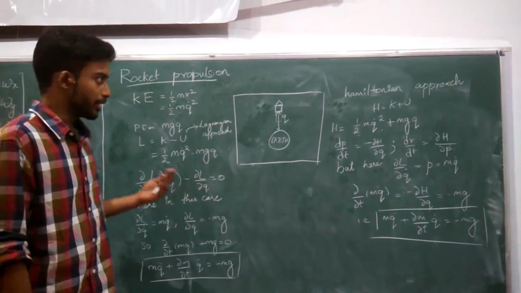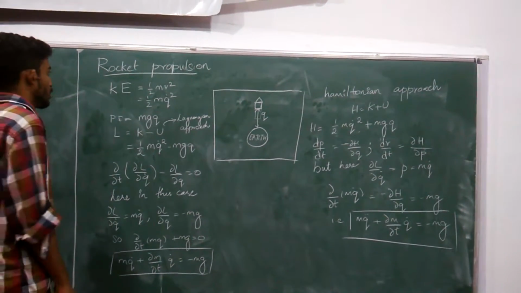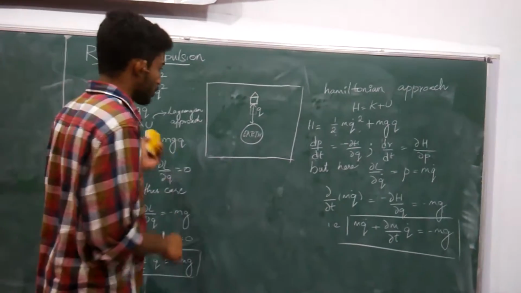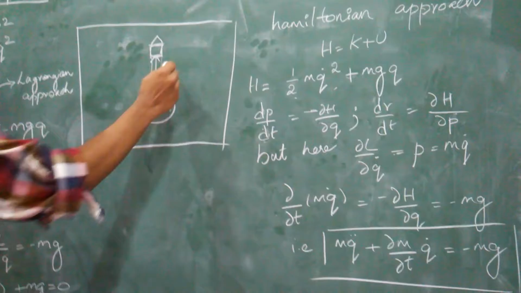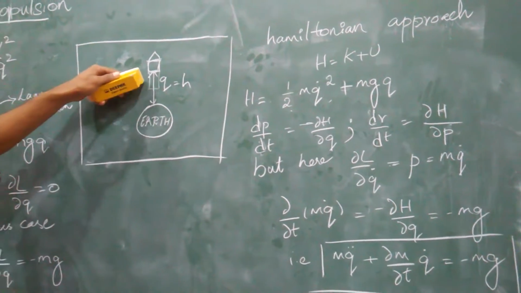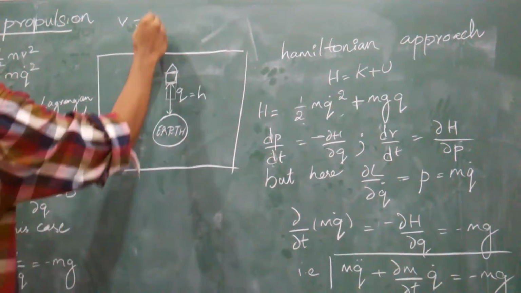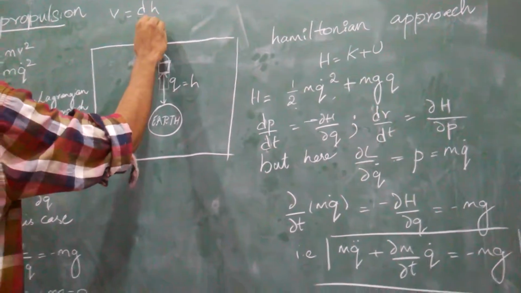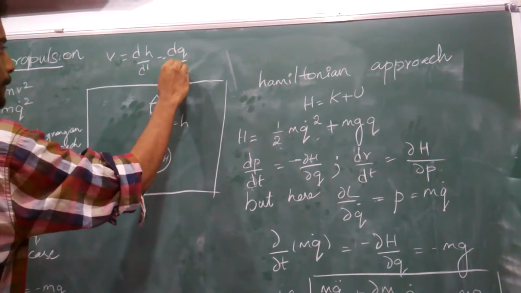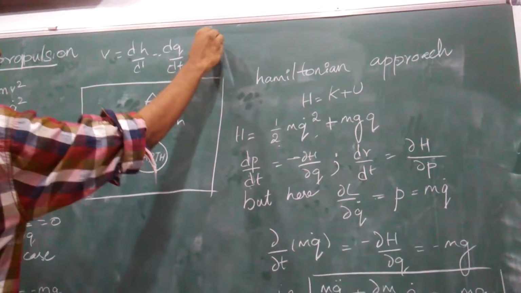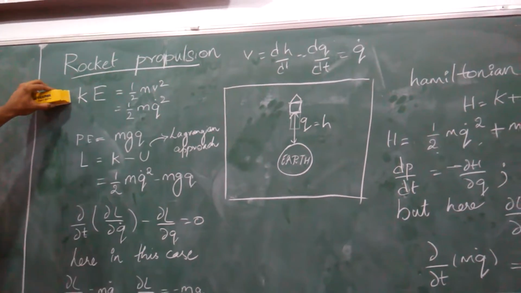Now let us derive the equation of motion of rocket propulsion using Lagrangian and Hamiltonian. So, coming to the case of rocket propulsion, let us take a rocket at a height q from Earth. The velocity of the rocket will be dh by dt, that is dq by dt, q dot. For a body, we know that kinetic energy is equal to 1 by 2 mv square.